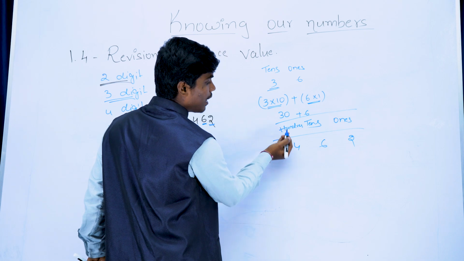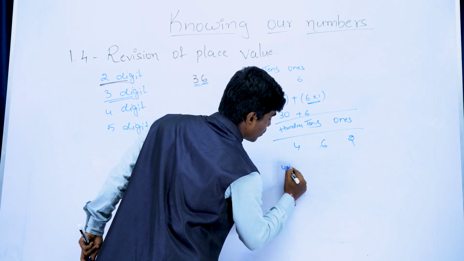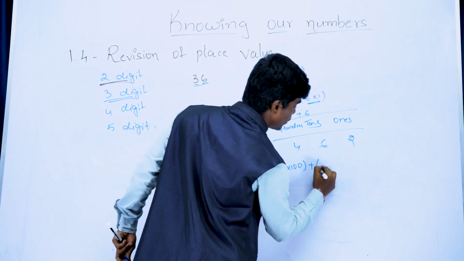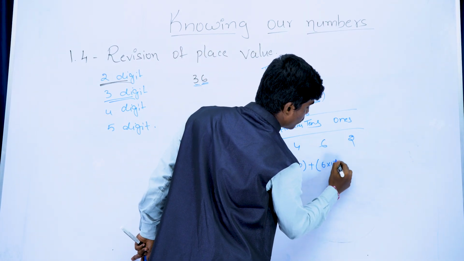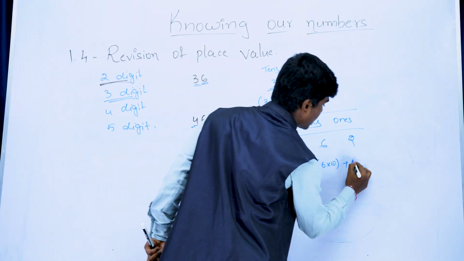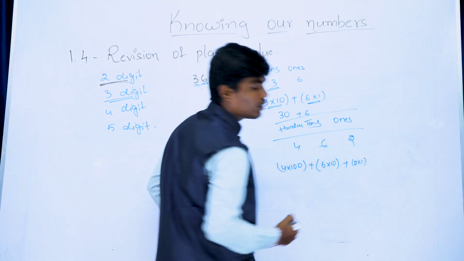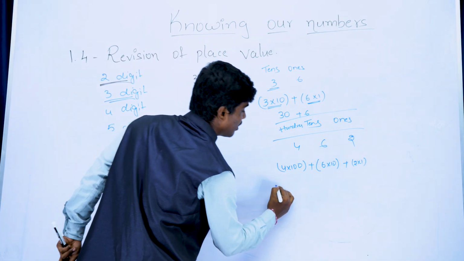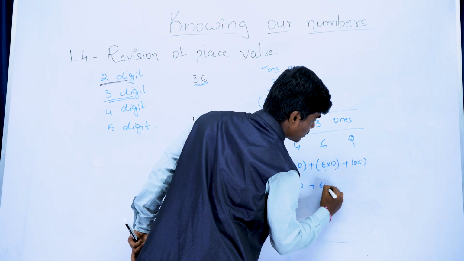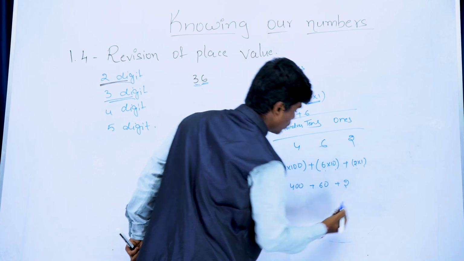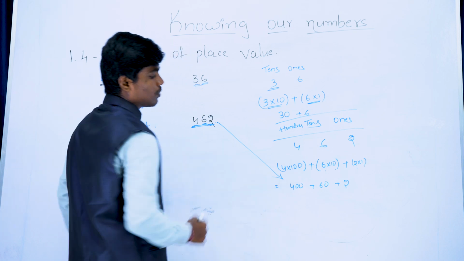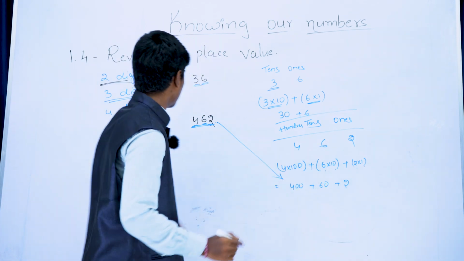We have 4 hundreds, so it is written as 4 into 100 plus we have 6 tens, so it is written as 6 into 10 plus in ones we have 2, so it is written as 2 into 1. On simplification, 4 into 100 is 400, 6 into 10 is 60, 2 into 1 is 2. The expanded form of 462 is 400 plus 60 plus 2.